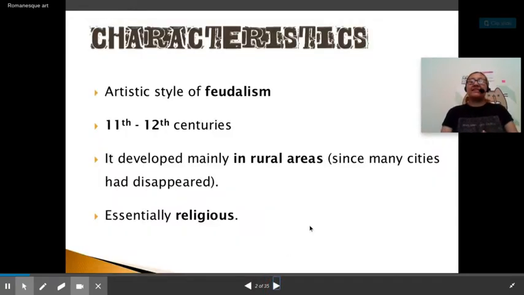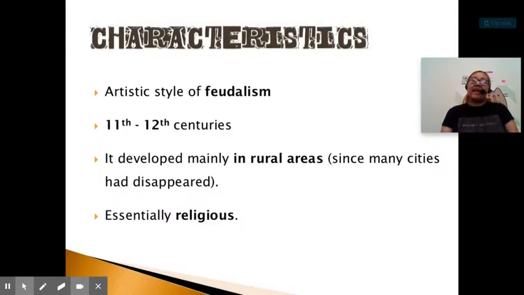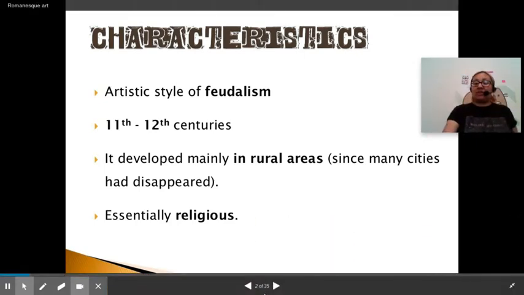It's the artistic style of feudalism, and it was between the 11th and 12th centuries. It was developed mainly in rural areas since many cities had disappeared. And it was essentially religious. So you're going to see there is a religious theme throughout medieval art history.